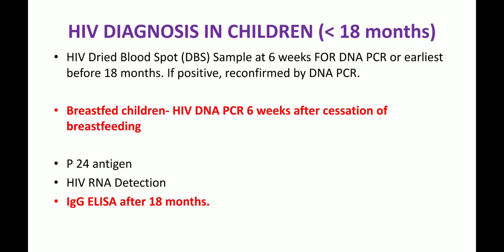Okay, and for babies, please keep this in mind, HIV is tested by performing DNA PCR. The presence of HIV can be tested by performing DNA PCR at 6 weeks by dried blood spot collection.